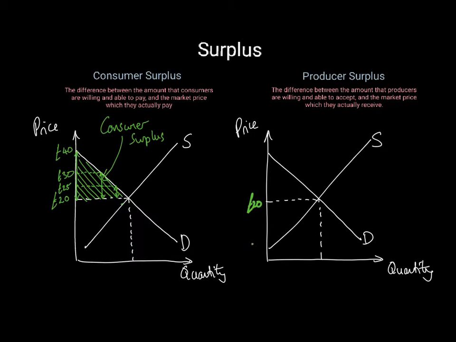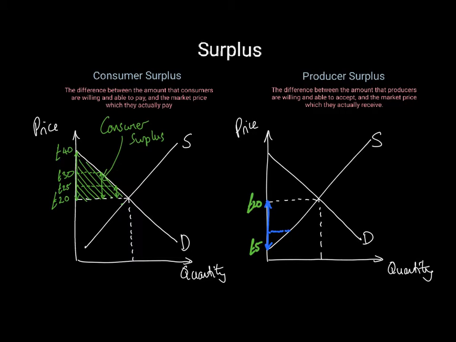They would be willing to supply this product for, let's say, £5 down here, which means, again, what we have here. We'll use a different colour just so we're clear. We'll take blue. So the producers, these early producers, they get £15 of producer surplus.